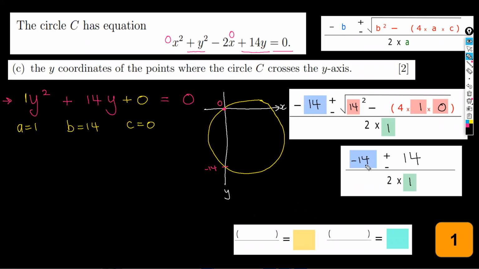2. So on top, we're going to get minus 14 plus 14, and then we divide by 2. That will give us the first answer. Then minus 14 minus 14, and you divide by 2. I think this will give us 0, and this will give us back the minus 14.